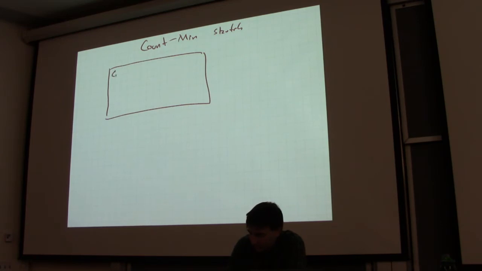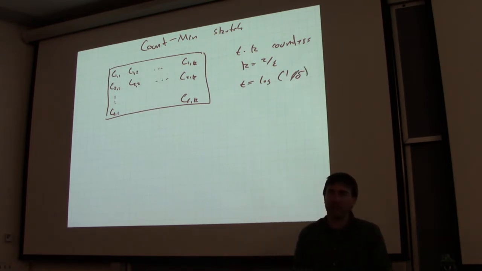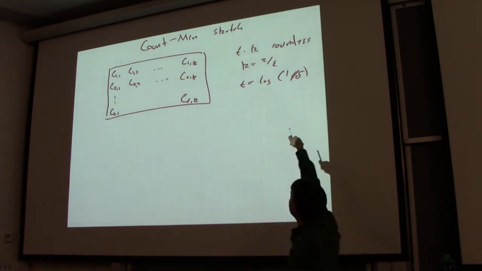I'm going to have a counter C11, C12, up to C1K. And this will be C21, up to CT1, C22, and so forth, CTK. So I'm going to have T times K counters, and it turns out I will set K equal to 2 over epsilon, and T is going to be, I think, roughly log of 1 over delta. So delta is my probability of failure, and epsilon is going to be my error parameter here.